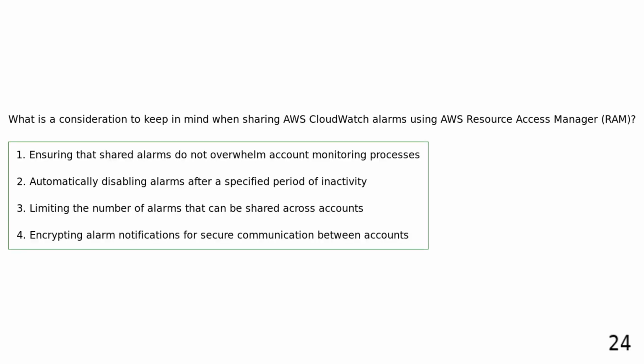What is a consideration to keep in mind when sharing AWS CloudWatch alarms using AWS Resource Access Manager? Ensuring that shared alarms do not overwhelm account monitoring processes. Automatically disabling alarms after a specified period of inactivity. Limiting the number of alarms that can be shared across accounts. Encrypting alarm notifications for secure communication between accounts.